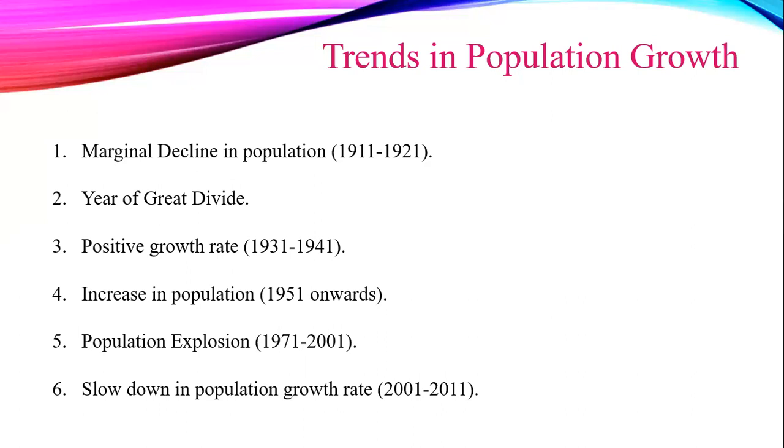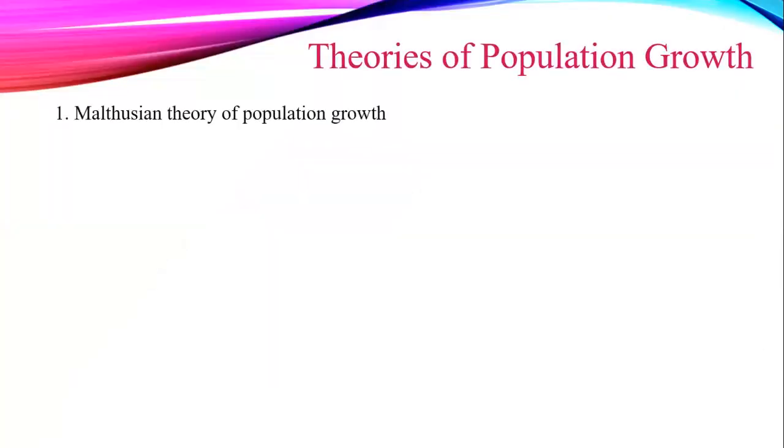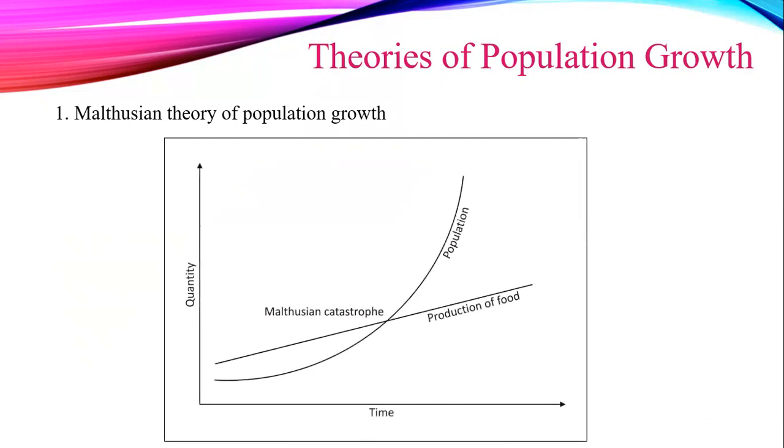Okay, students. Now, let us see the theories of population growth. The first theory: Malthusian theory of population growth. Thomas Robert Malthus propounded this theory in his book, An Essay on the Principle of Population, in 1798, and modified some of its conclusions in the next edition in 1803.